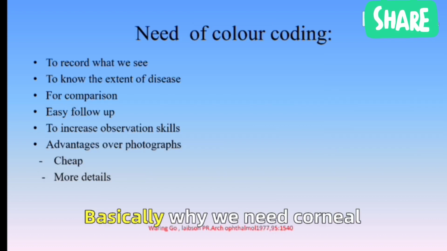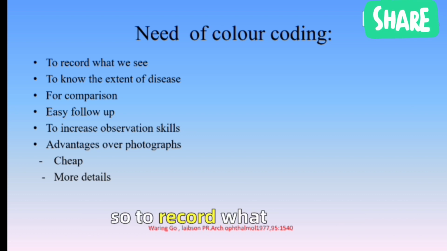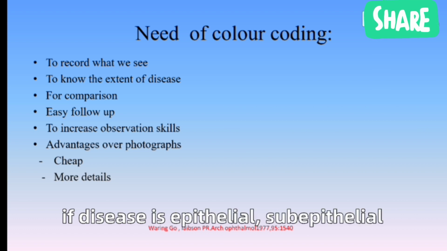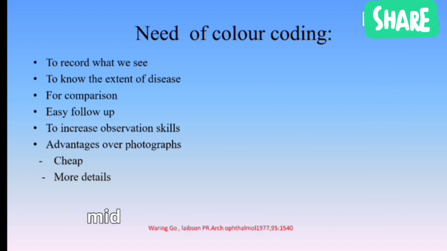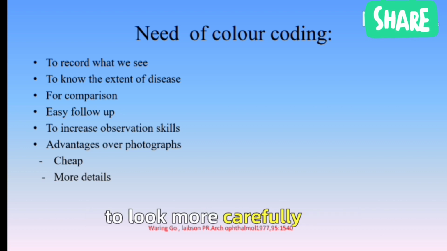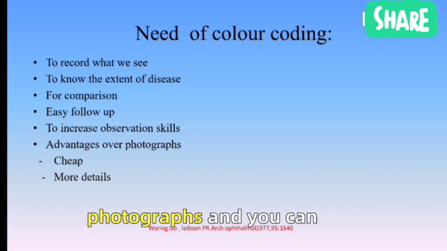Basically, why do we need corneal color coding? To record what we see and to know the extent of disease, if the disease is epithelial, subepithelial, anterostromal, midstromal or at descemet level. And for comparing before and after treatment, whether the disease is healing or not, and to increase observation skills, because for drawing you need to look more carefully and eventually it will increase your observation skills. It is also cheaper than photographs and you can add more detail.